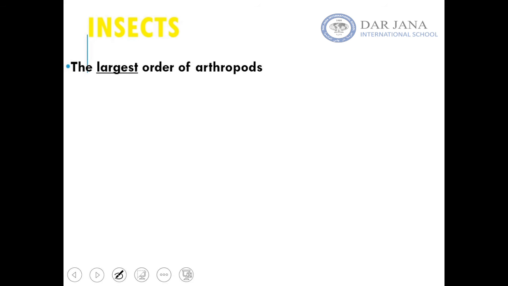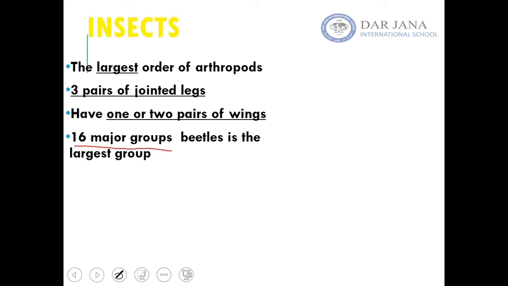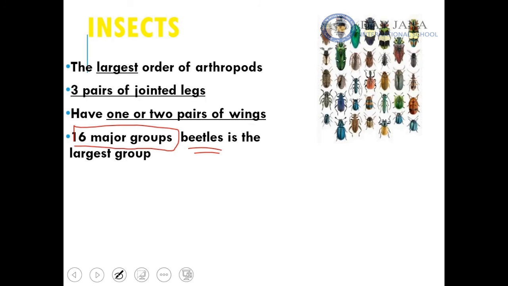So what are the different orders found in arthropods? For the first order we have the insects. Insects is the largest order of arthropods. They have 3 pairs of jointed legs. When I say pair, it means 2. So they have 6 legs. Okay? They have 1 or 2 pairs of wings. It depends on the type of the insect. There are 16 major groups. Okay? Beetles is an example, which is the largest group found in insects.